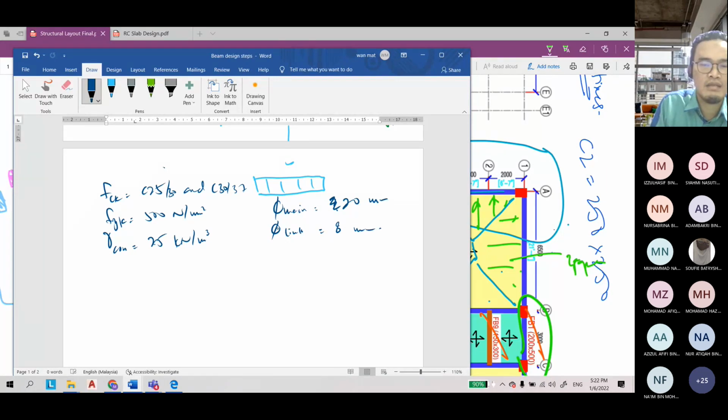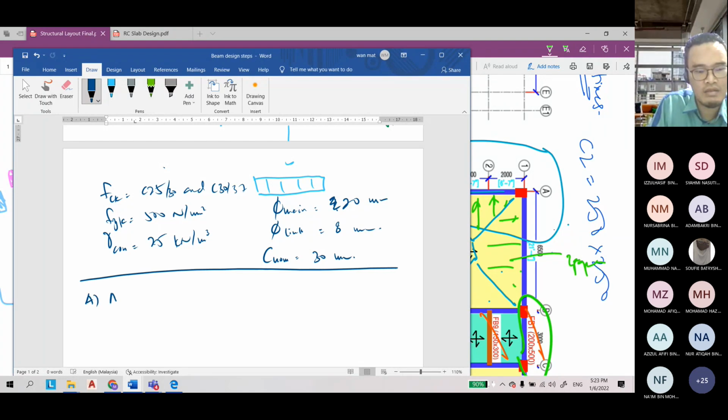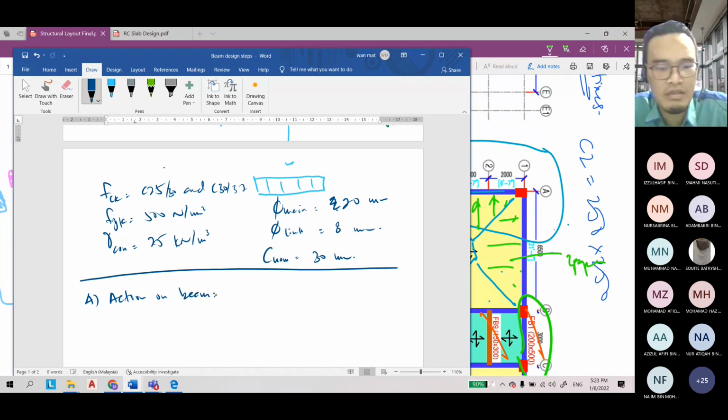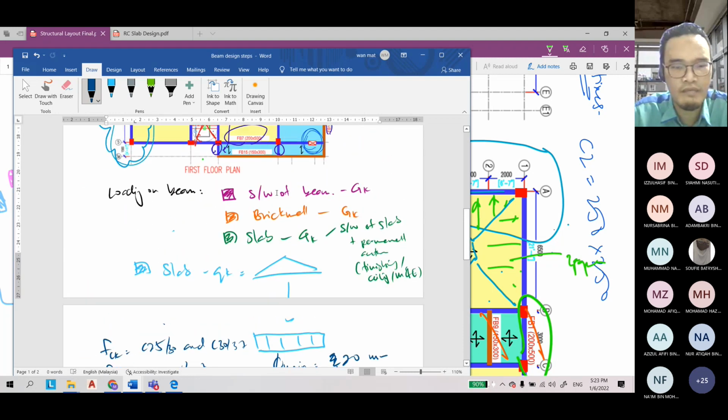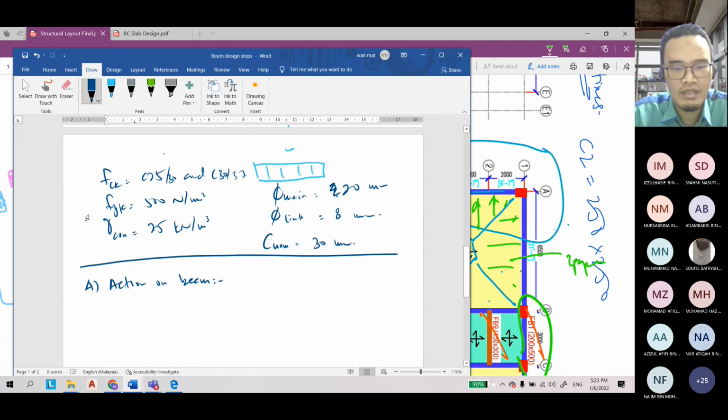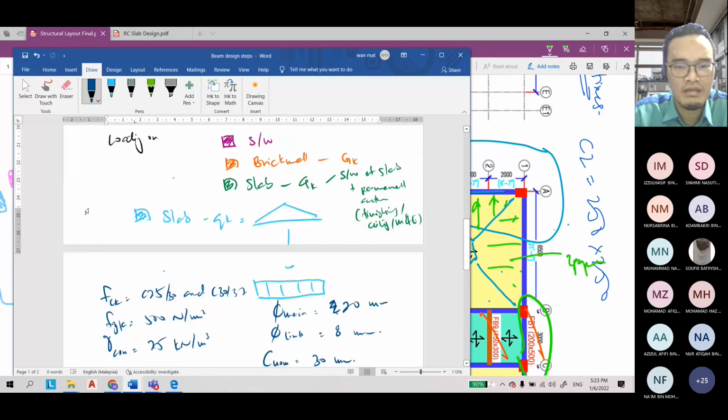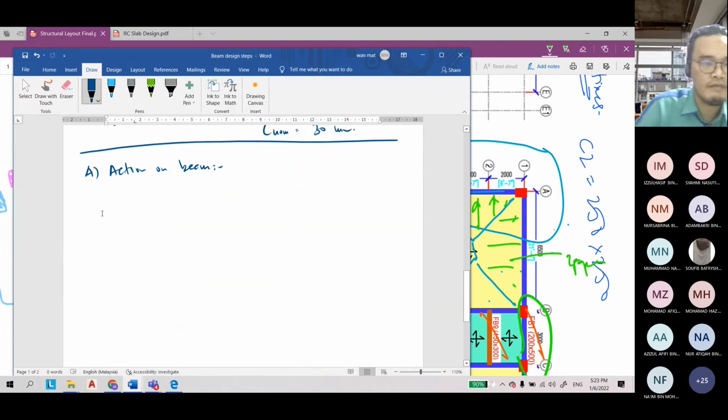And then what else? T nominal, you determine by yourself. Let's say 30 mm in my case. So the first step, let's say A is action on beam. This is how to determine the action. The first one is the GK, so the GK from the self weight of the beam.